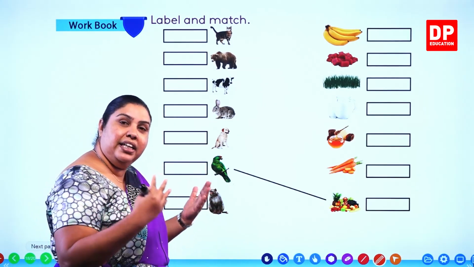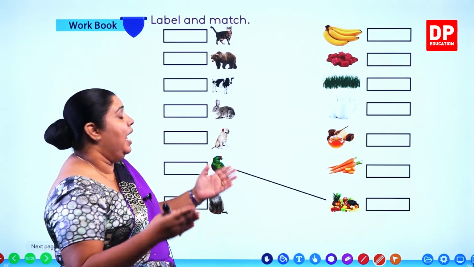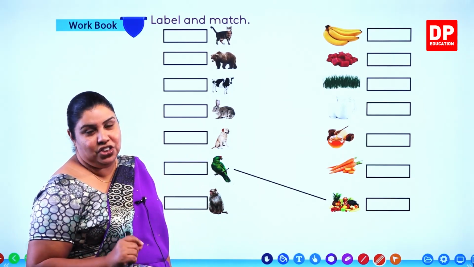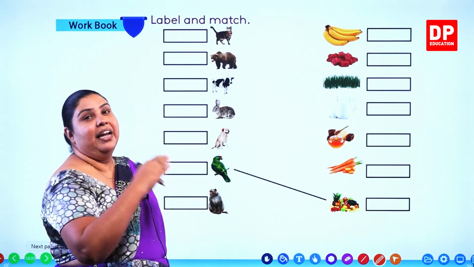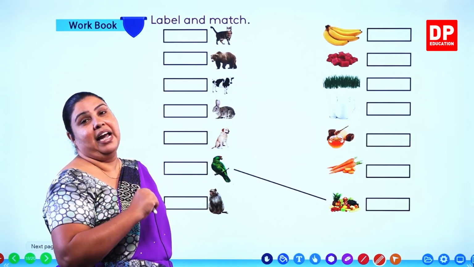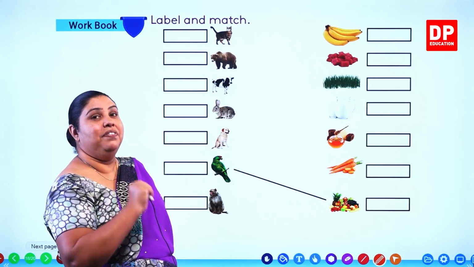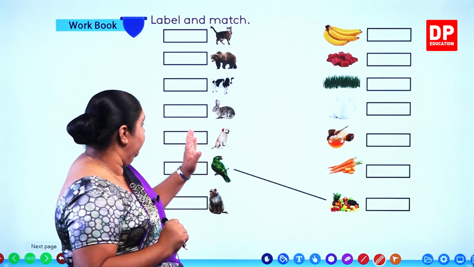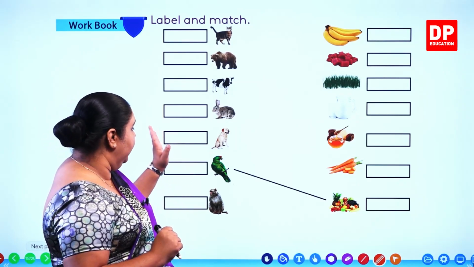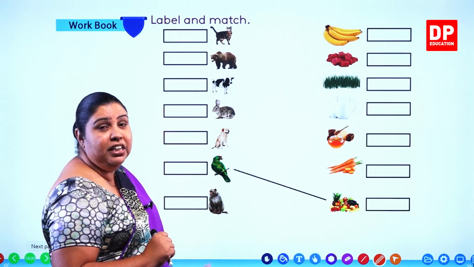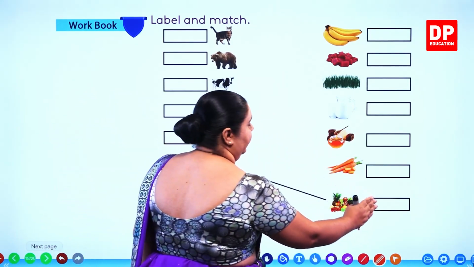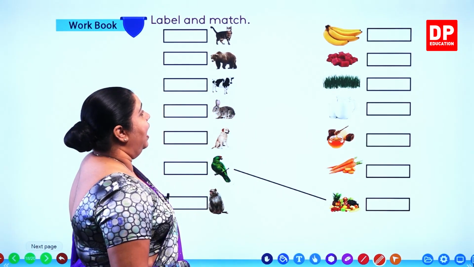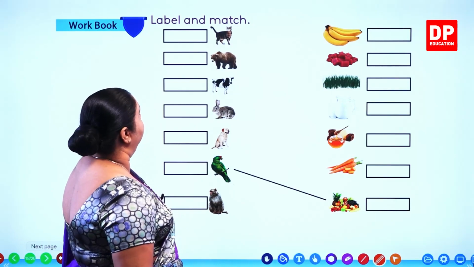First you have to write the names of each item and the animal, and then we are going to match them with each other. The animal and the food that animal eats. So first we will write the names of all these animals. Now on the left side we have the animal, and on the right side we have their favorite food. So now we are going to write the names of them.